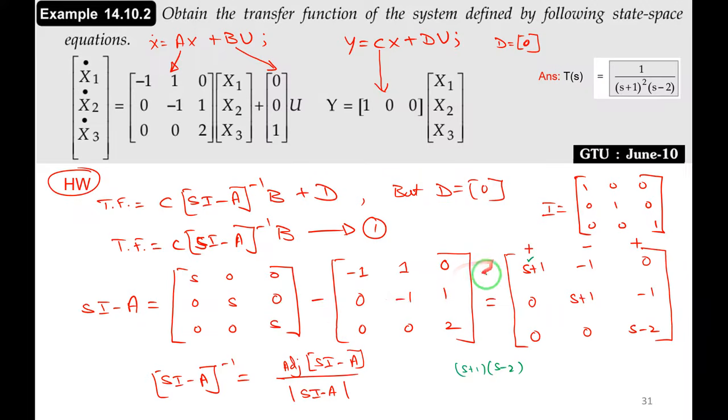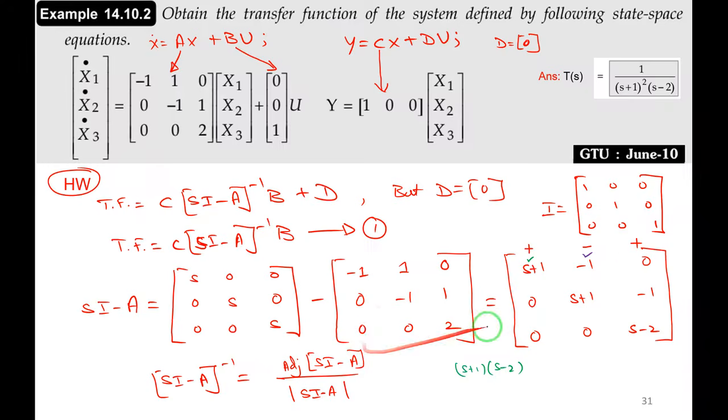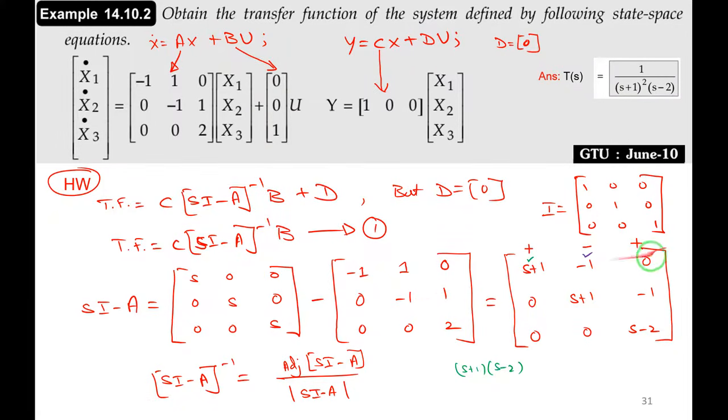Next, the cofactor of this minus 1 I want to find out. Leave this column and leave this row. 0 into (s minus 2) is 0, so I am getting 0. The cofactor is 0. Next, the cofactor of this element 0. Leave this column, leave this row. 0 into this, 0 into. Once again I am getting 0.